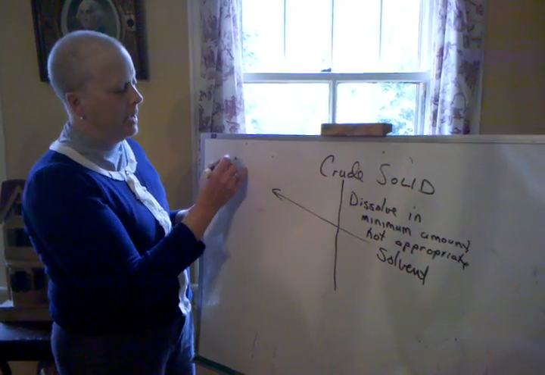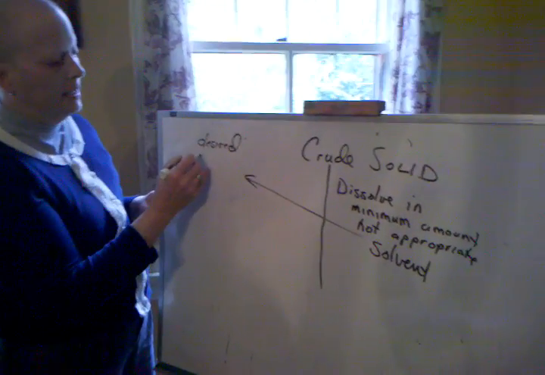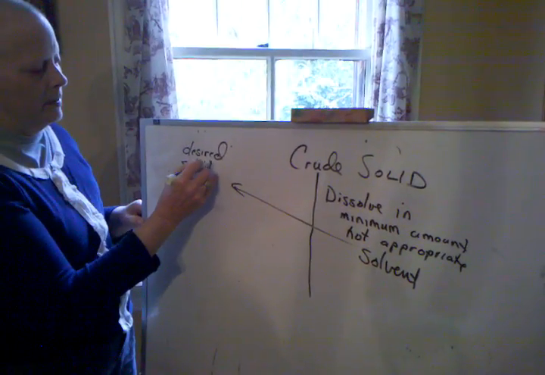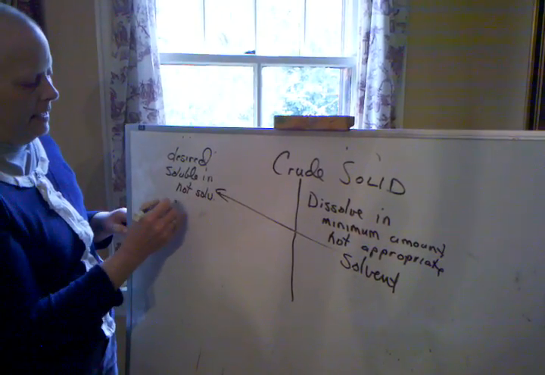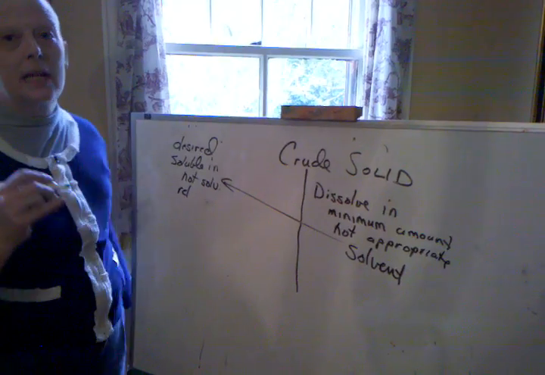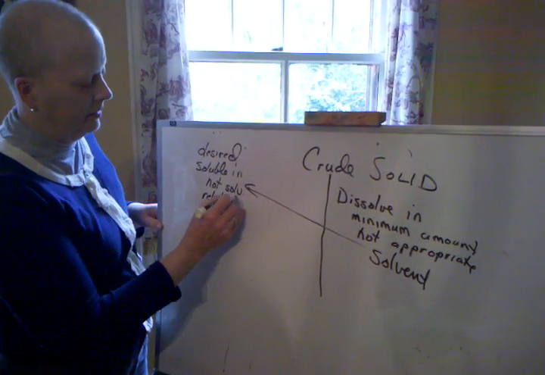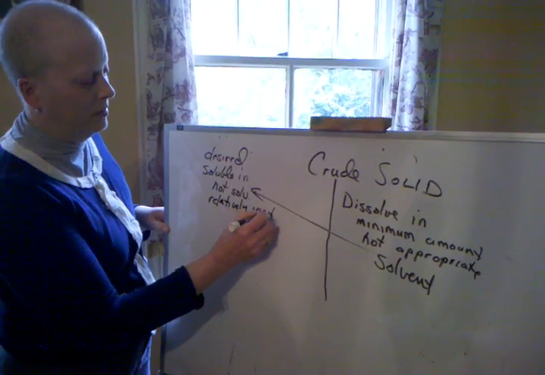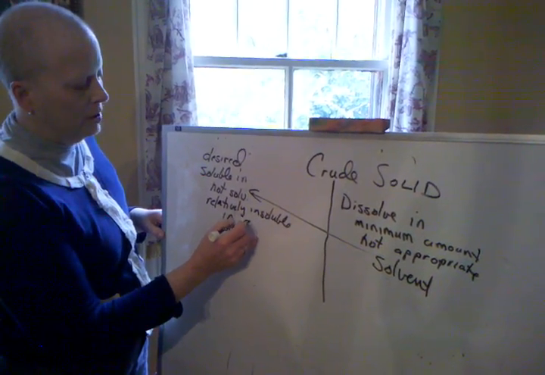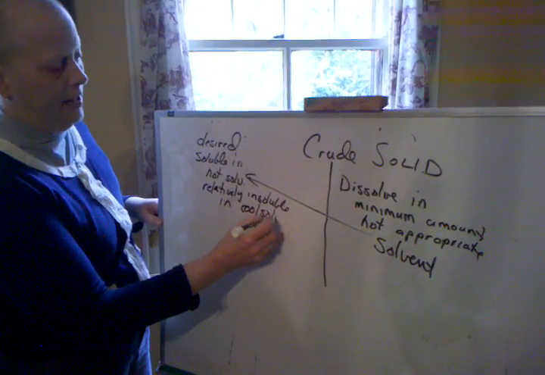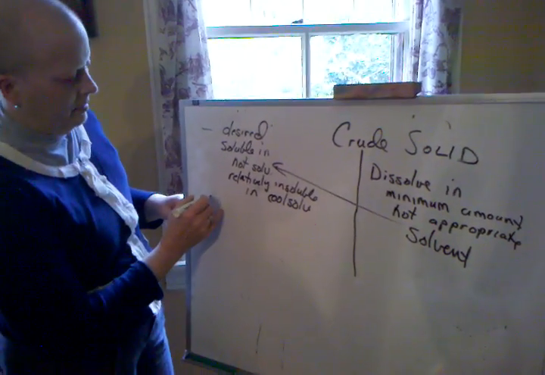In other words, the compound, the desired compound, would be soluble in the hot solvent and relatively, notice I say relatively, it's not going to be completely insoluble, relatively insoluble in the cool solvent or the room temperature solvent, okay? That would be one point, okay?